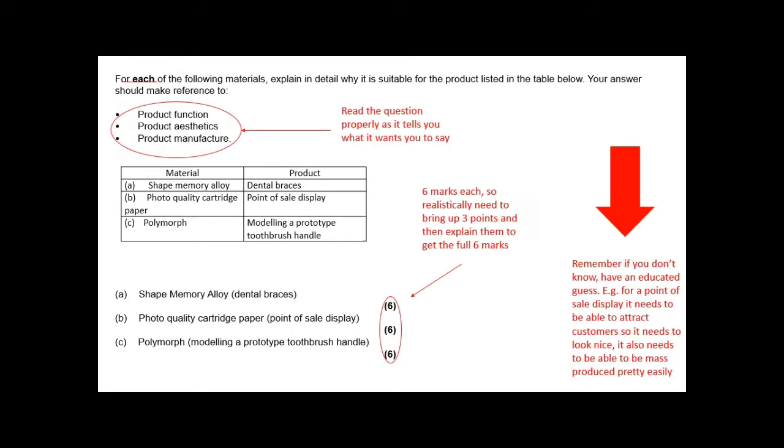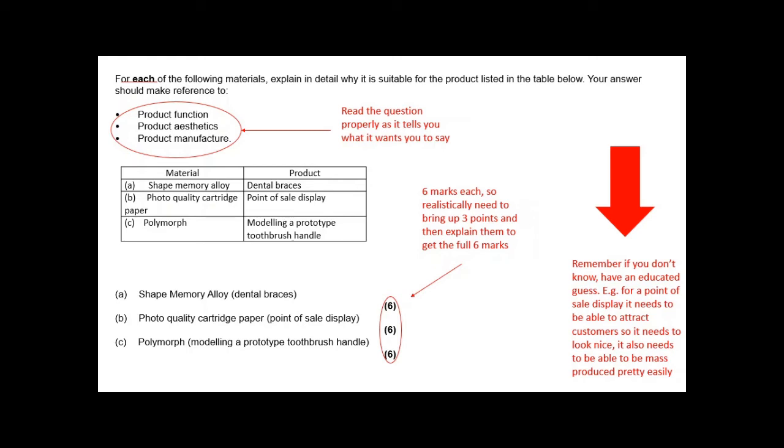So first of all, read the question properly, as it tells you what it wants you to say. It's told you need to talk about function, aesthetics, and the manufacturing of it. And then it says 6 marks. So realistically, for each one of those, it's 3 points for each one. And then give examples of evidence to back up your answer. Remember, if you don't know, have an educated guess.